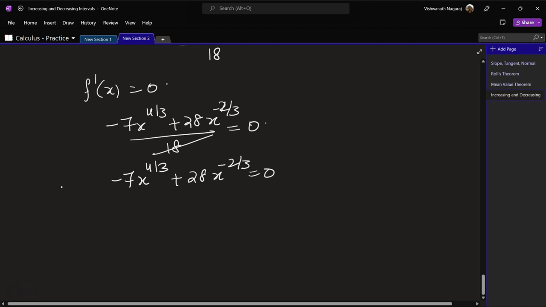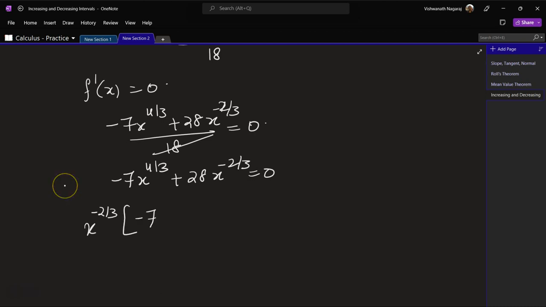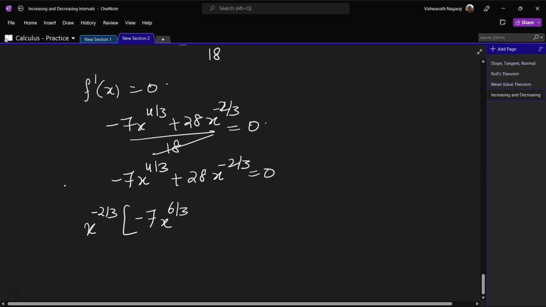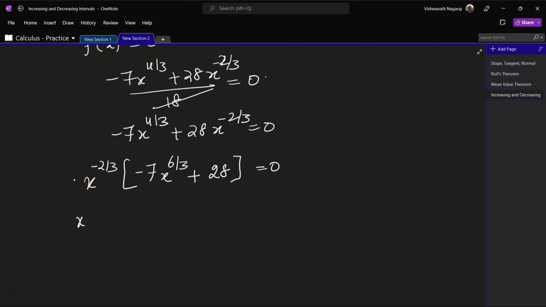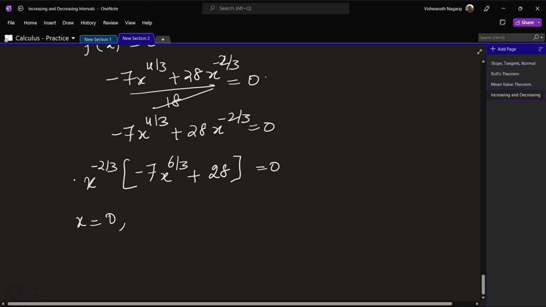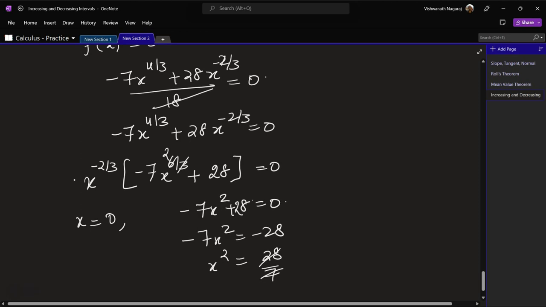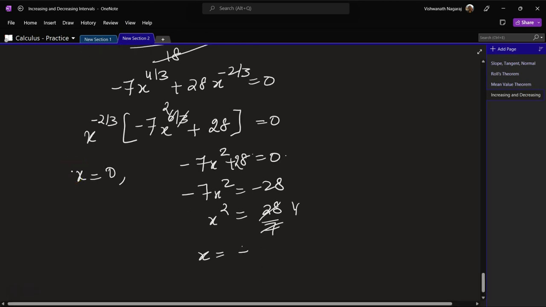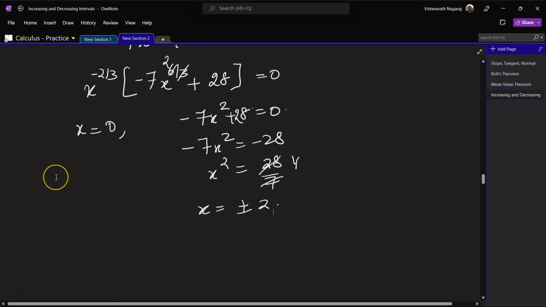And here is the tricky part. What we'll do is we will take out x to the power of minus 2 by 3 common out. Minus 7 x to the power of 6 by 3, because when we multiply it, the exponents add. So 6 minus 2 is 4. So 4 by 3. Plus 28 remains as it is, equal to 0. So here one of the solutions of x is 0. Right? Now let's look at this. These two cancel. So 2. So minus 7x square plus 28 equal to 0. Minus 7x square equal to minus 28. So x square is equal to 28 by 7, that is 4, which means x equal to plus or minus 2. Right? What looked complicated worked out very well.